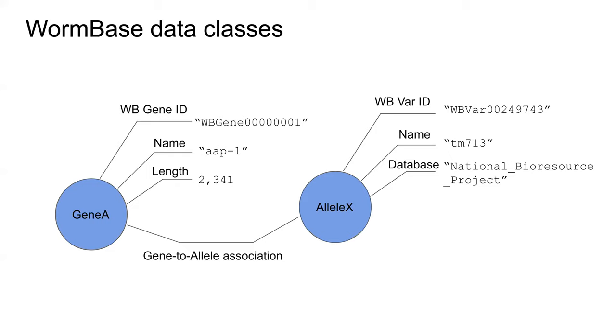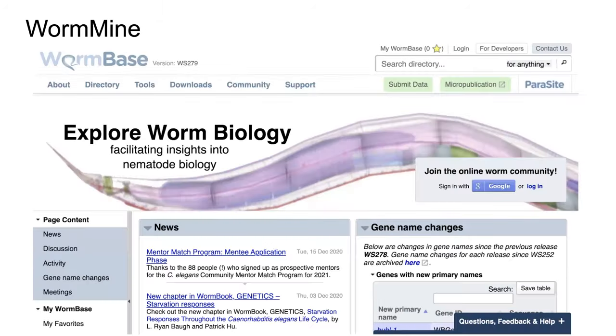I just wanted to get that out of the way so that we understand what we're working with. We have data classes. Each class is a set of instances that have attributes and properties, some of which are data attributes, and some of the properties are actually connections to other instances in the database. So now I'll dive into WormMine.